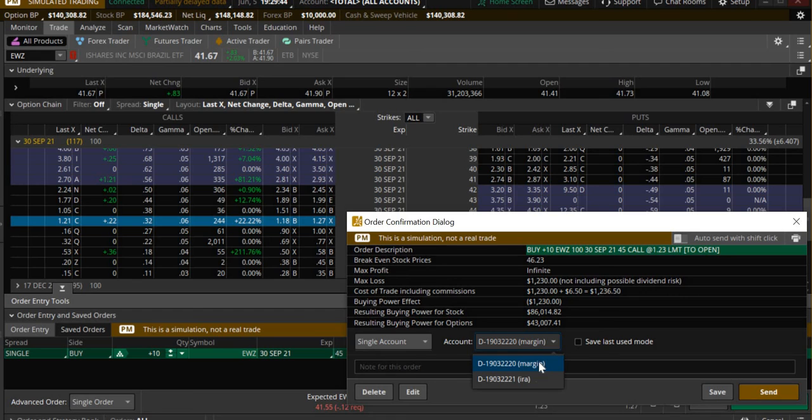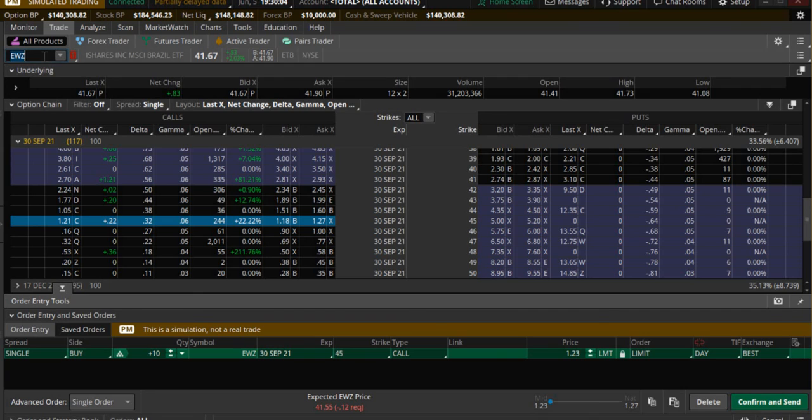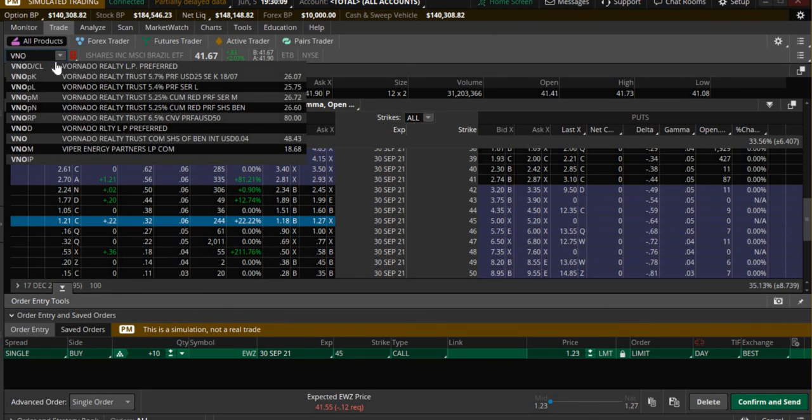Check and see, are you in margin or IRA? And there's a difference, but for paper trades, it's not going to make a difference in the amount of money that you have or anything. You're just learning how to trade. But if you're doing your real account, you'd want to pay attention to that. If you're satisfied, you'd go ahead and hit send. Right, and let's take another look at one more and see what we get here.